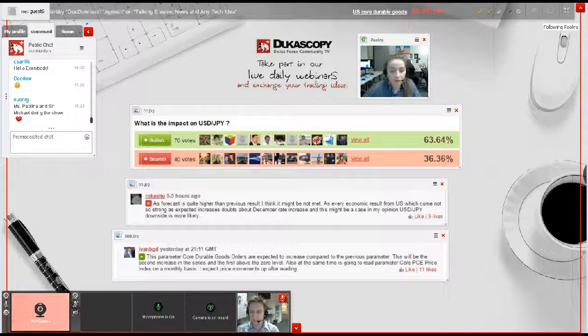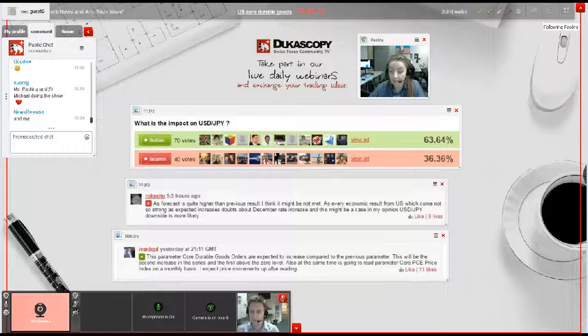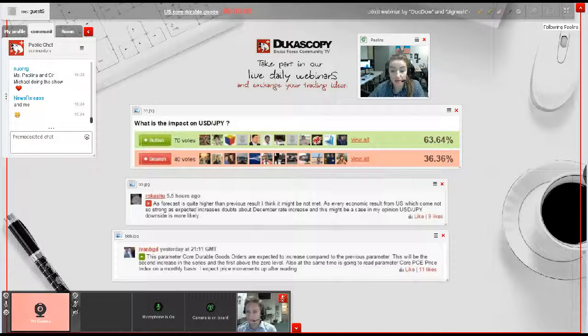For example, Walker says that the forecast is quite hard and, as previously, he believes it might not be met, as every economic result from the U.S. which comes in not as strong as expected increases doubts about a December rate hike, and this might be the cause, according to his opinion, that on U.S. dollar, Japanese yen, downside is more likely. And I guess that pretty much sums up the fundamental part. I hope you have had the chance to read the second comment and definitely follow up.